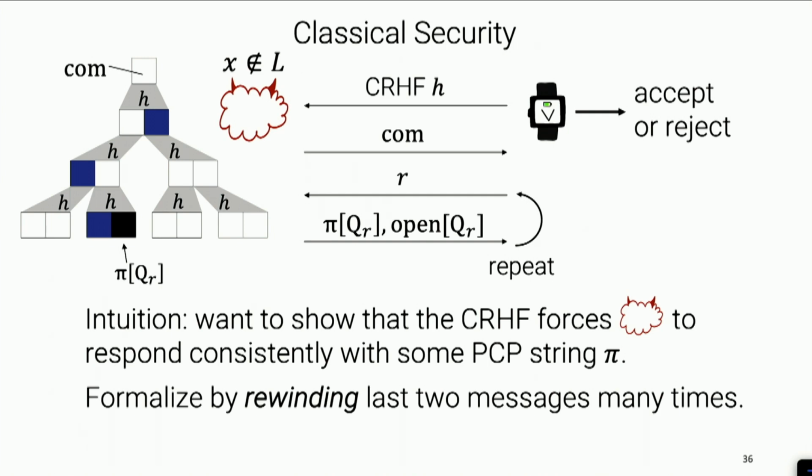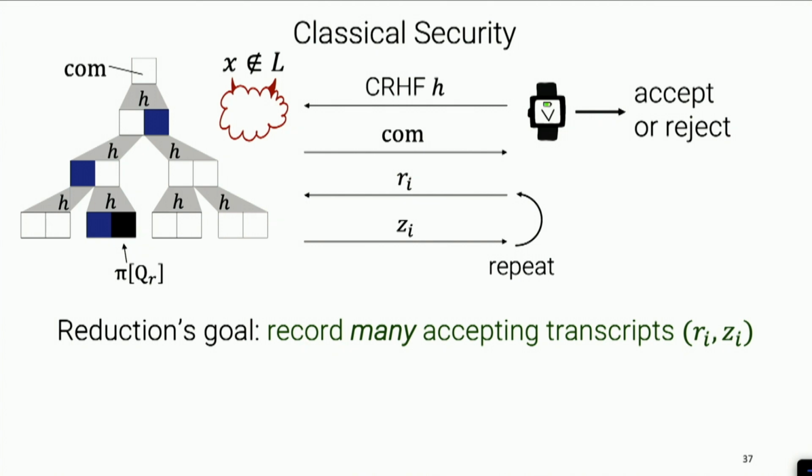So here's what's going to happen. I will repeatedly query the prover, I will run this prover through the first two messages of the protocol and fix some prefix to this transcript. So I'll fix some CRHF and some commitment. And then the last two messages I'm going to keep repeating. So what I do is sample a random RI each time, ask the prover to answer me. It gives me some ZI. And every time it answers correctly, I'm going to record that.